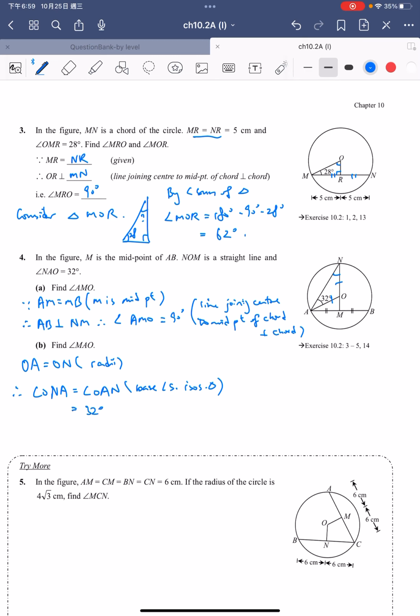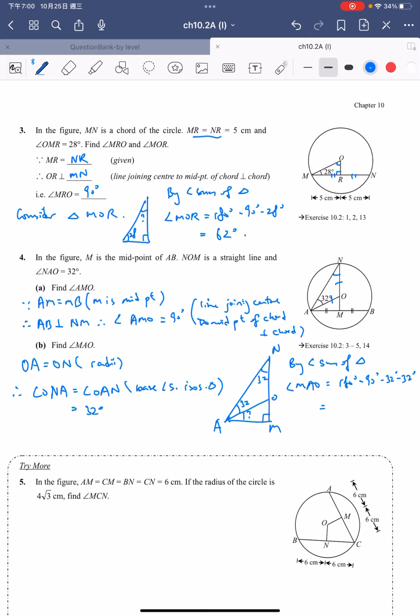Then we can draw the triangle. We can consider the triangle A and N together with this small part O. Then this is 32 degrees, this is 32 degrees. So this is our required angle, and the angle ANO we found from part A is going to be 90. So by using the angle sum of a triangle, we have the required angle MAO equal to 180 minus 90 minus 32 minus 32.